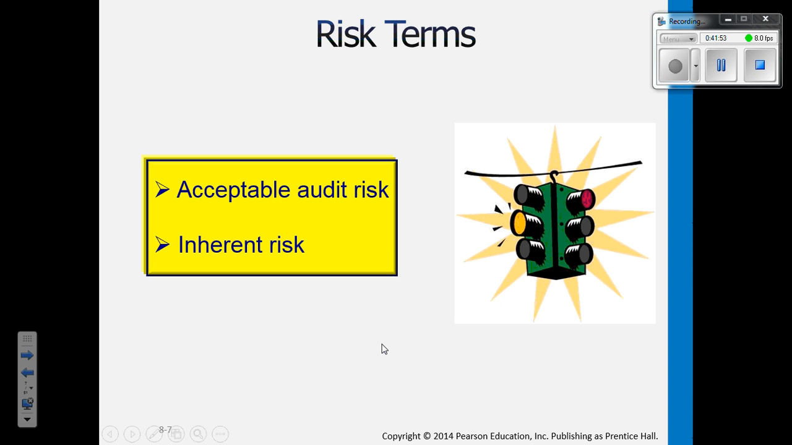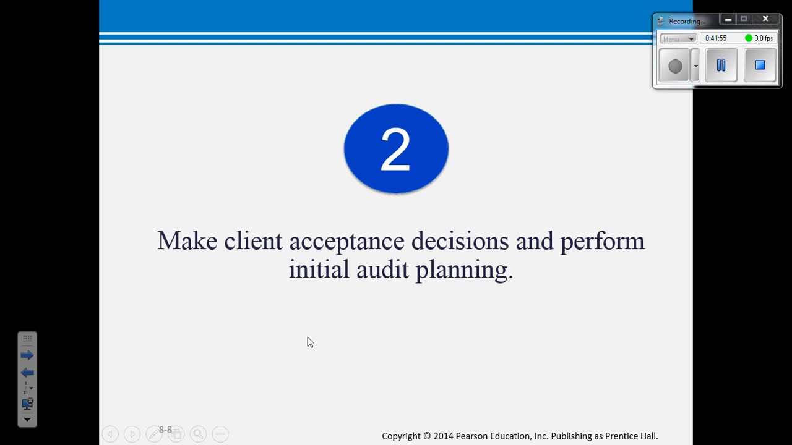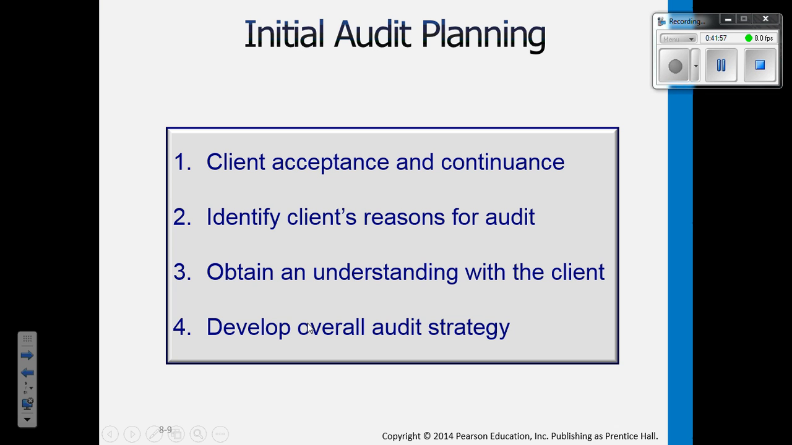So terms: acceptable audit risk, inherent risk. Make client acceptance decisions. Okay? It is not automatic. By the way, there's acceptance and continuance. Acceptance is the first time you have the client. Continuance is, do I still want the client? So every year you're deciding again. What if the situation changes with the client?